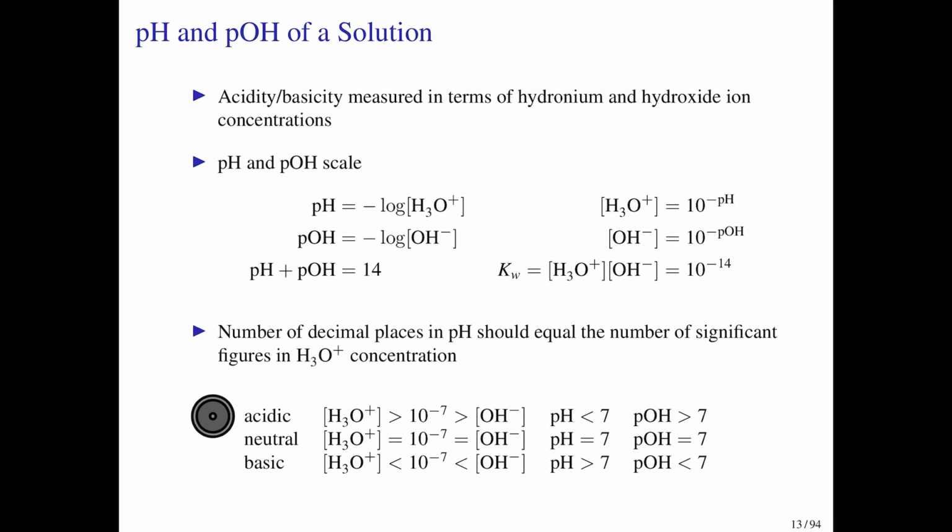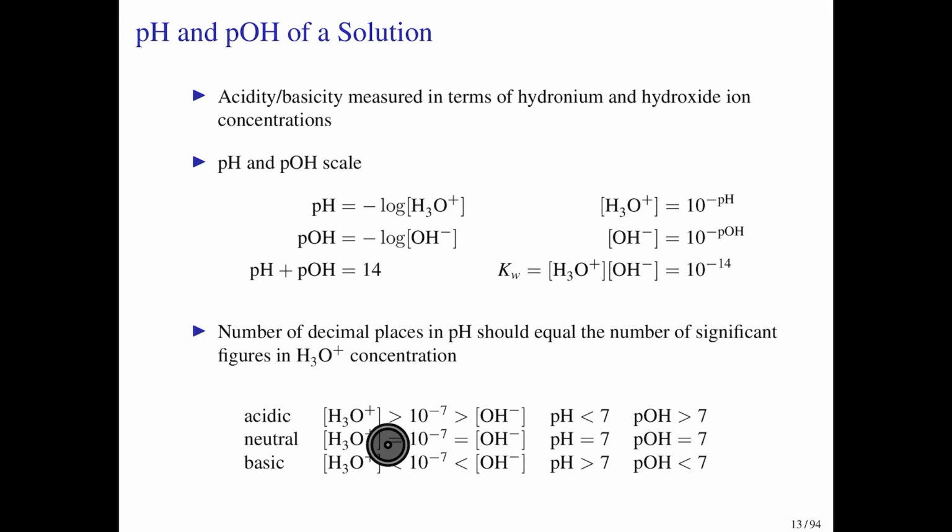An acid will have a hydronium concentration that is greater than 10 to the minus 7 and a hydroxide concentration which is less than 10 to the minus 7. Contrast that with a base. For a basic solution, the hydroxide concentration is greater than 10 to the minus 7, but the hydronium concentration is less than 10 to the minus 7. So we associate acidic characteristics with a large hydronium concentration compared to a basic solution that has a large hydroxide concentration, at least relative to water.